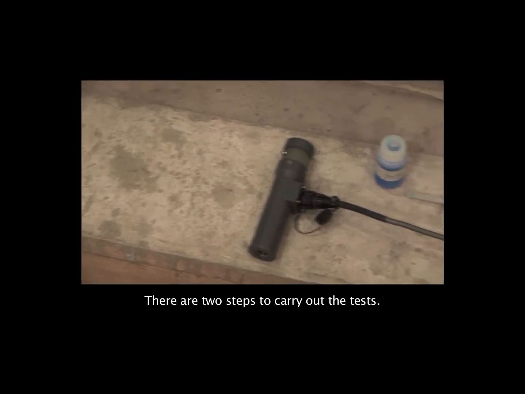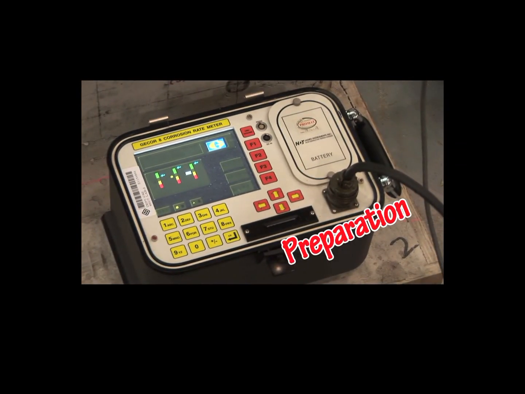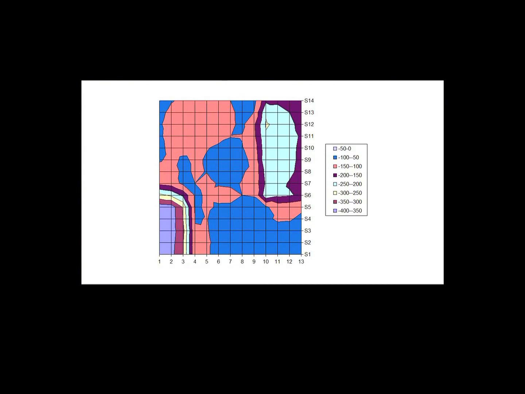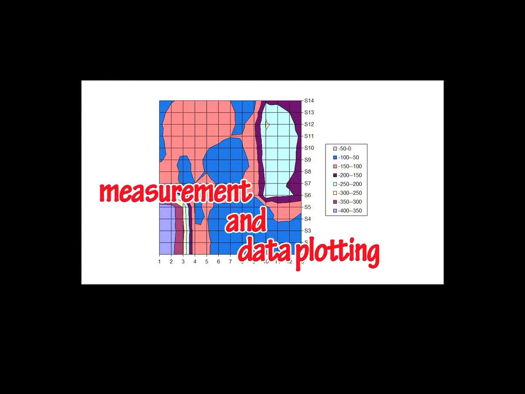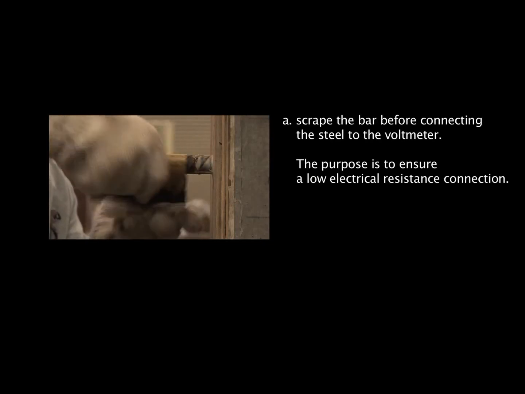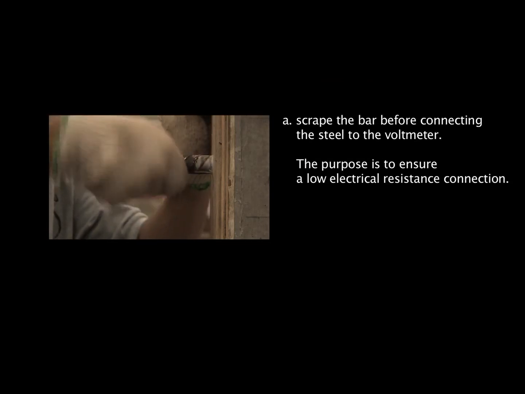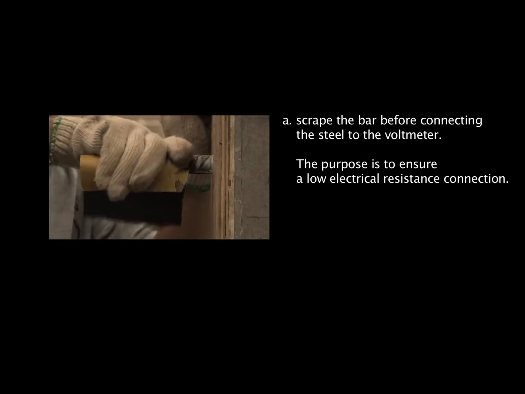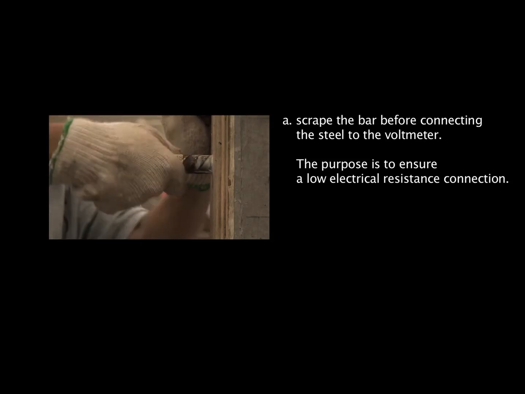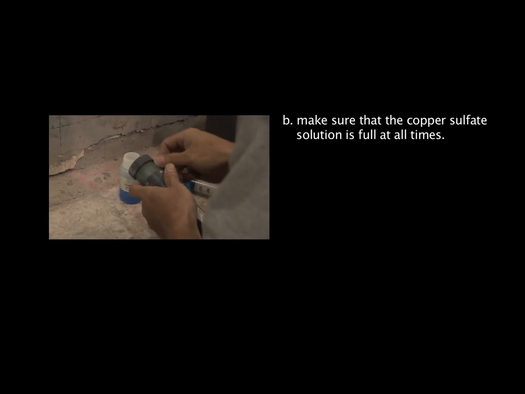There are 2 steps to carry out the test. The first step is preparation. The second step is measurement and data plotting. The first step is preparation. A. Scrape the barb before connecting the steel to the voltmeter. The purpose is to ensure a low electrical resistance connection. B. Make sure that copper sulfate solution is full at all times.